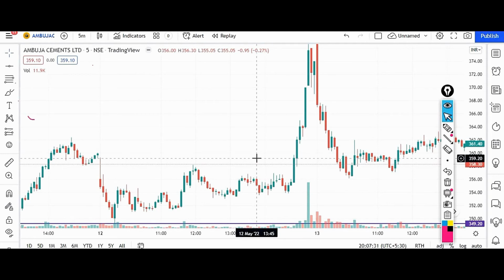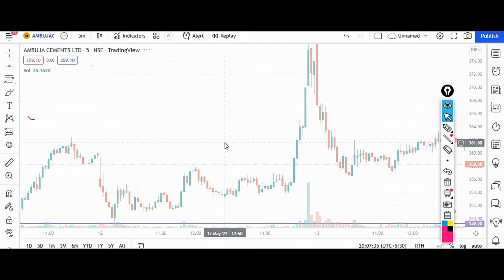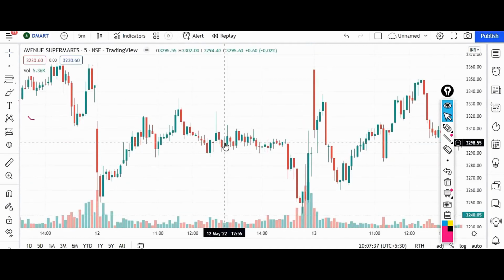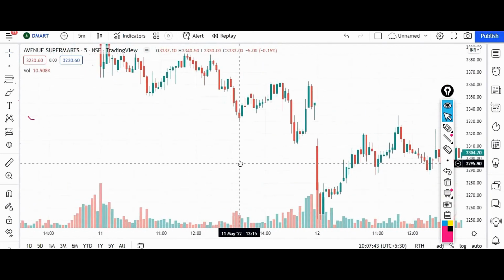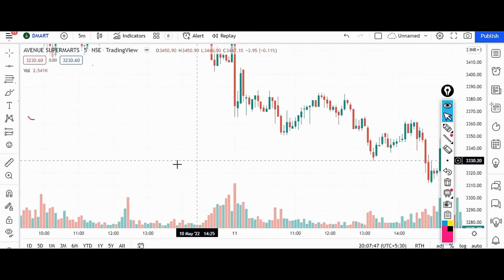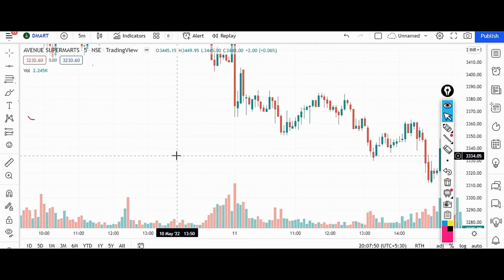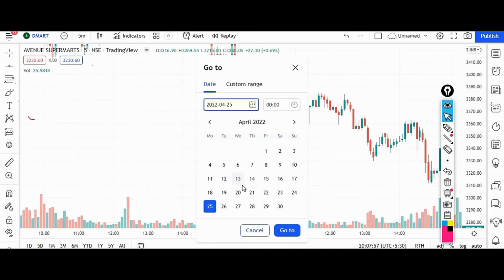Let's move to another stock. Avenues. It works everywhere. Okay. Select a few stocks in Nifty 50, your favorite stocks, and you can trade on those only. If you want to trade on more stocks, you can pick more stocks beyond Nifty 50 and trade as per your wish. Let's move to the April 25th scenes.